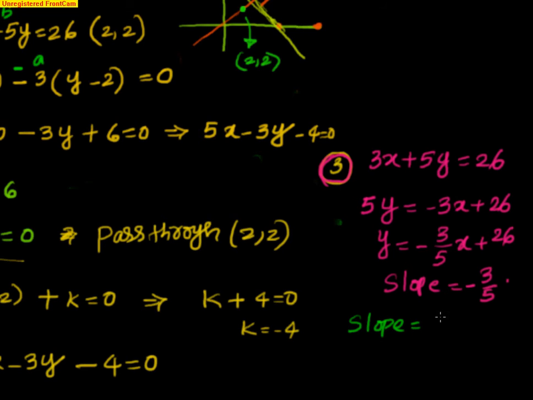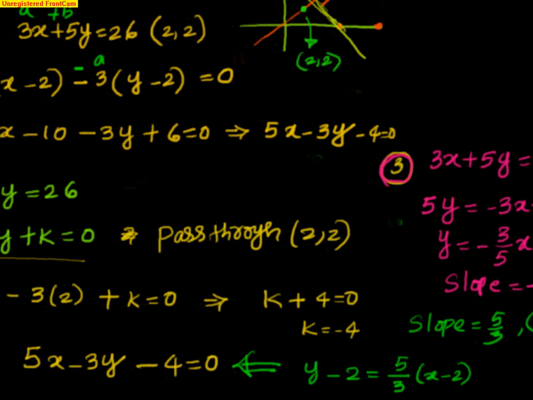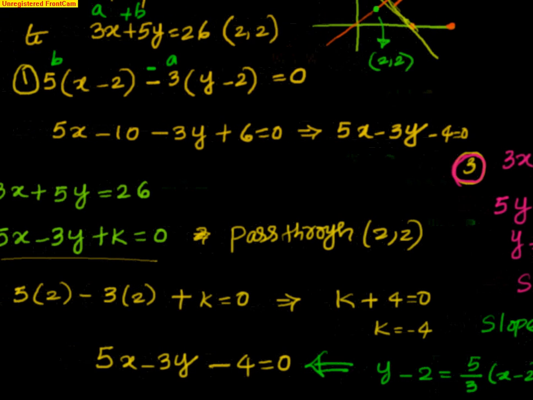And you know the point? The point is 2 comma 2. So it's very simple now. You can directly say y minus 2 is equal to 5 by 3 into x minus 2. And that simplifies again to 5x minus 3y equal to 4, that is 5x minus 3y minus 4 equal to 0. It simplifies to the same thing. You can see here 5x minus 10 equal to 3y minus 6, and that simplifies to 5x minus 3y minus 4 equal to 0. So you can pick any one of the ways you want to do it.